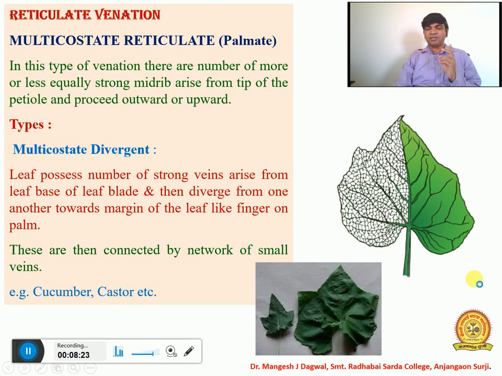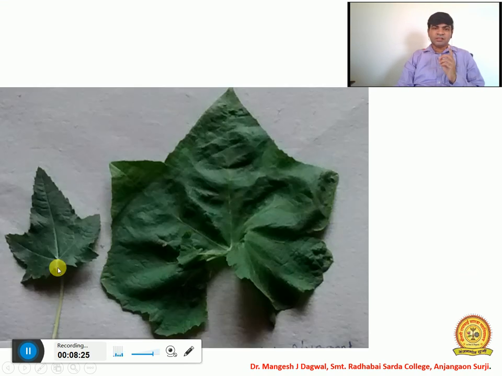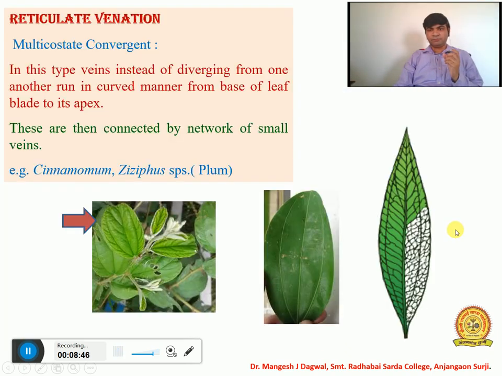Now in this picture we can see clearly. Here this is the leaf which shows the multicostate divergent type of venation. Here we can see this is one vein, this is another one, this is another one. These diverge from each other. Because of this it is called the multicostate divergent type of venation. Another one is called the multicostate convergent type of venation.